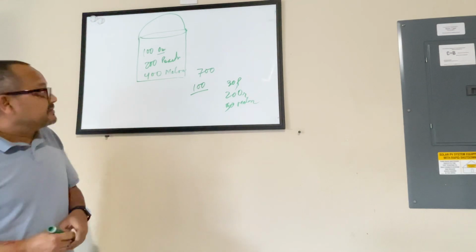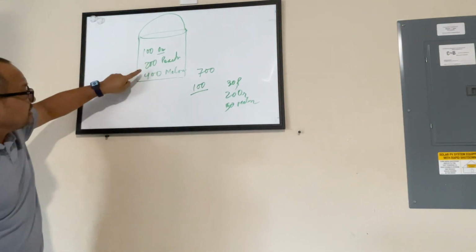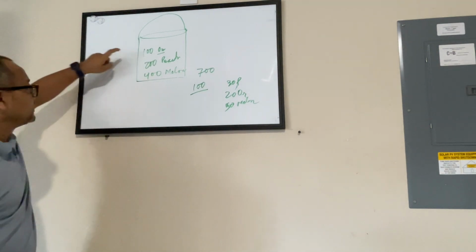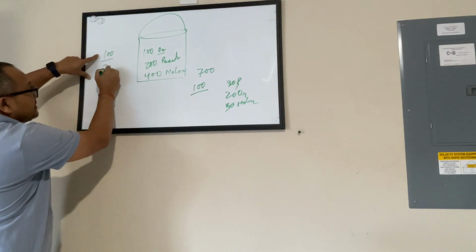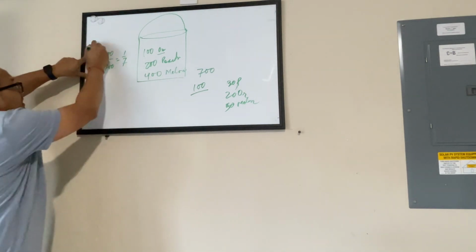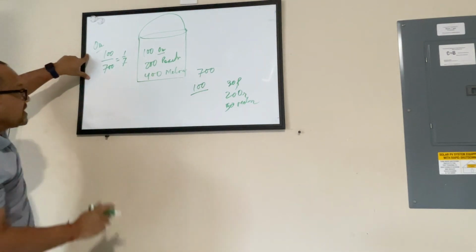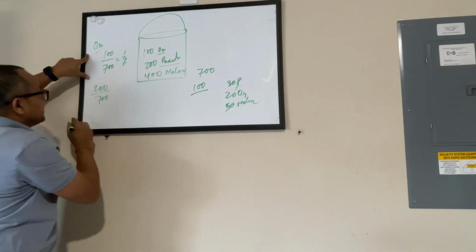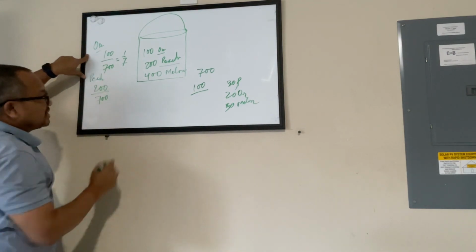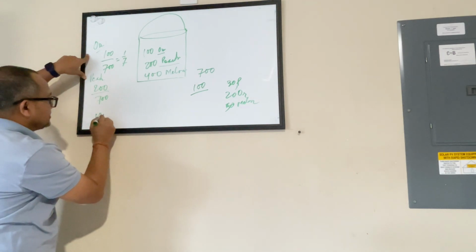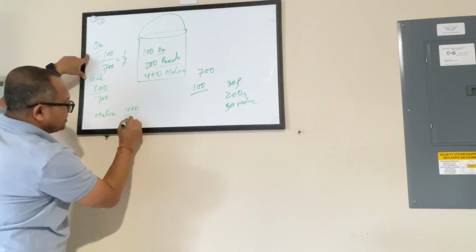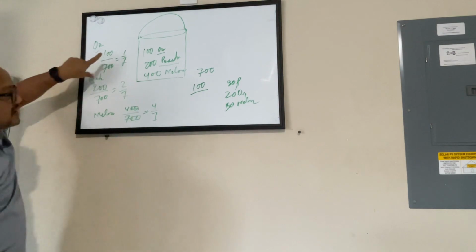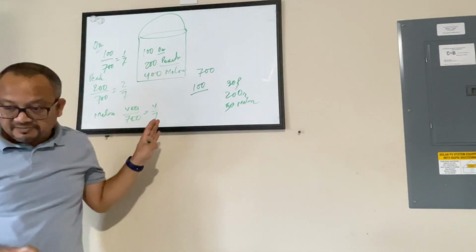Now let's go back to the concept. If I have 100 orange candies, 200 peach candies, and 400 melon candies, what is the probability of getting an orange candy? It is 100 by 700, that is 1 by 7. This is based on the concept. What is the probability of getting a peach candy? It is 200 by 700, that is 2 by 7. What is the probability for melon candy? 400 by 700, that is 4 by 7. This is the probability that you know based on the concept.